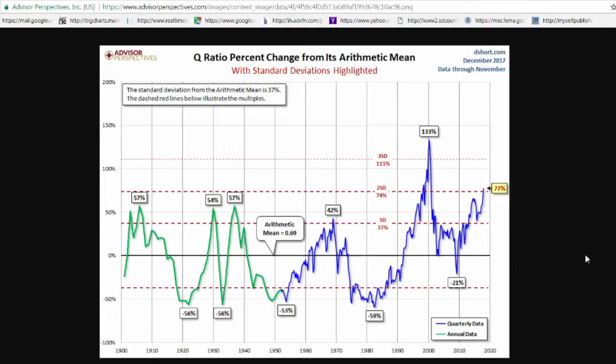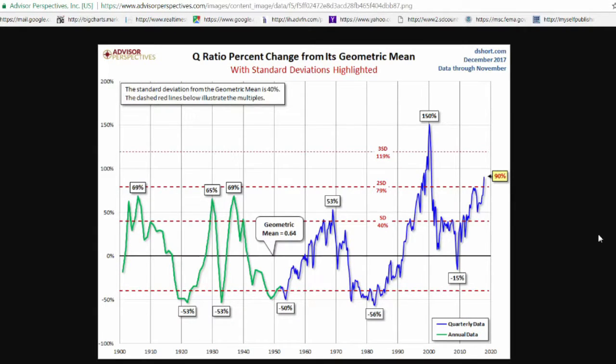And this chart here is the Q ratio percent change from the arithmetic mean. And as we can see here by this black horizontal bar going back to 1900, the arithmetic mean was 0.69. So if we look here at the year 2000, right before the dot-com crash, we see a measure of 133. And that means that it was 133% above the historic average replacement cost. And here, the current measure is 77% above the historic average replacement cost. Also, what is interesting here is this current measure. It looks like we just moved through the second standard deviation line at 74%. So again, we're at the second highest measure going back to the year 1900.